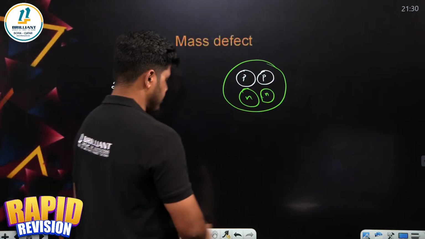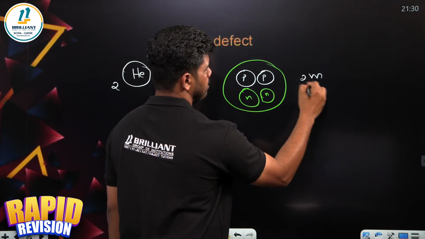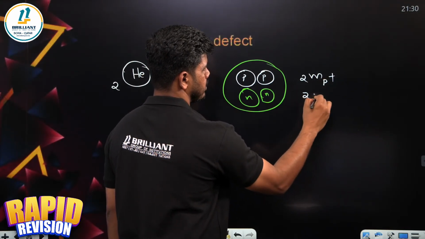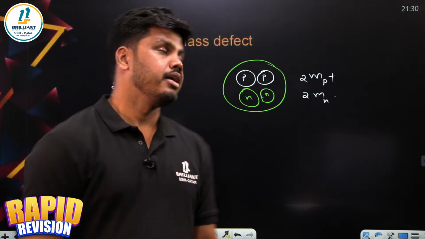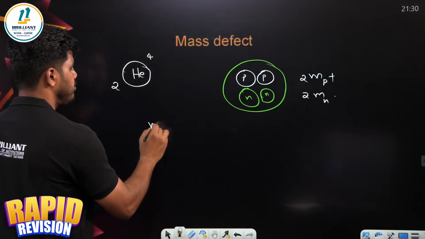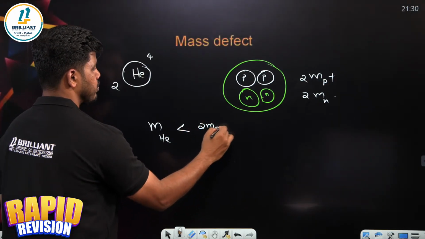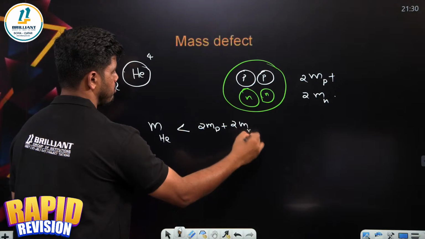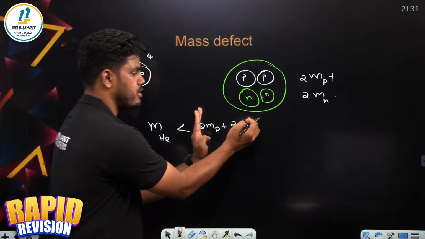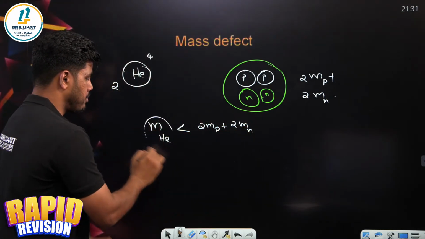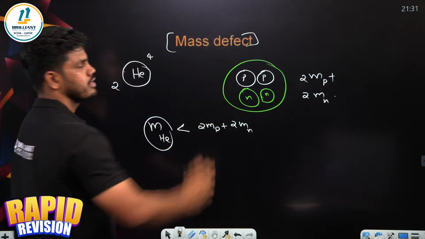So if you want to find the total mass of the nucleus of helium atom, it should be 2 times the mass of proton and 2 times the mass of neutron. That is the total mass of the helium nucleus. And we know the mass of the helium nucleus will always be less than the sum of its constituent particle masses. Some mass will always be missing. This much mass is expected, but we have only a mass less than that. That missing mass is called mass defect.